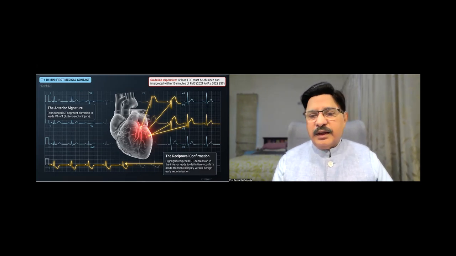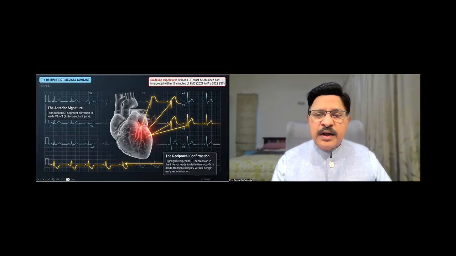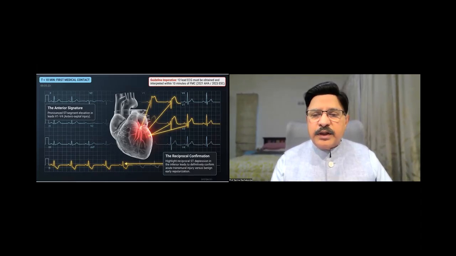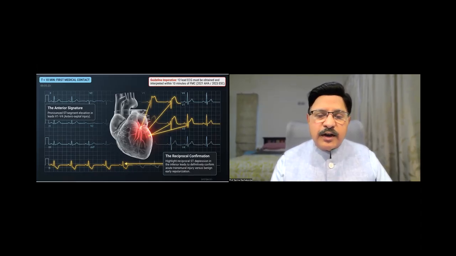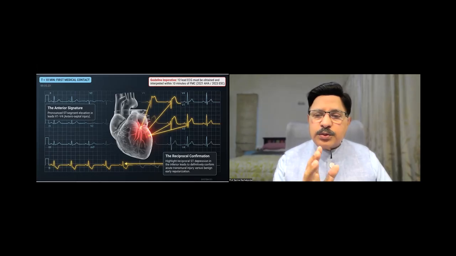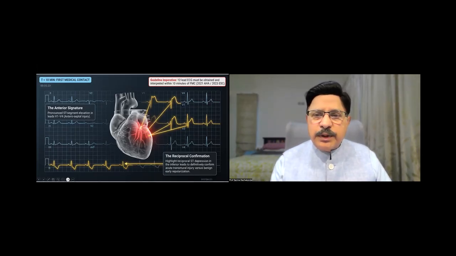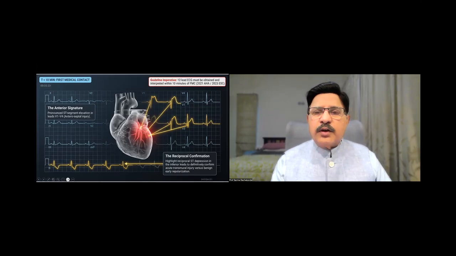L2, L3. The highlight is reciprocal ST depression in the inferior leads. Inferior leads are L2 and L3. These inferior leads definitely confirm acute transmural injury versus a benign early repolarization. If the ST segment elevation is profound, there is no confusion. If it is mild, you may confuse it with early repolarization.